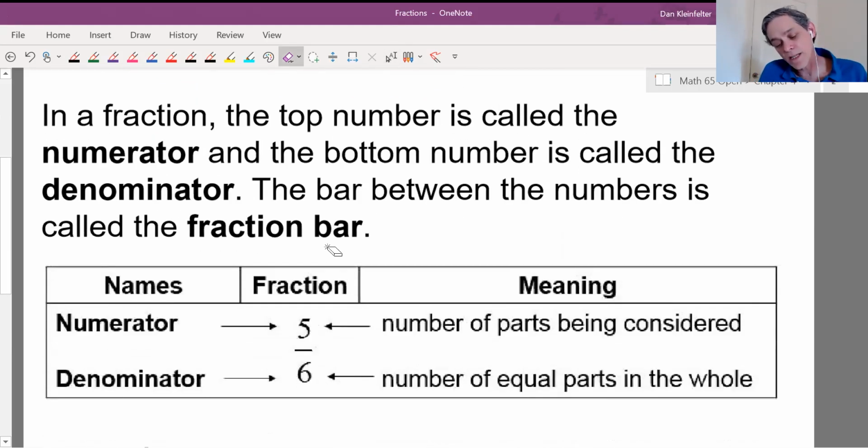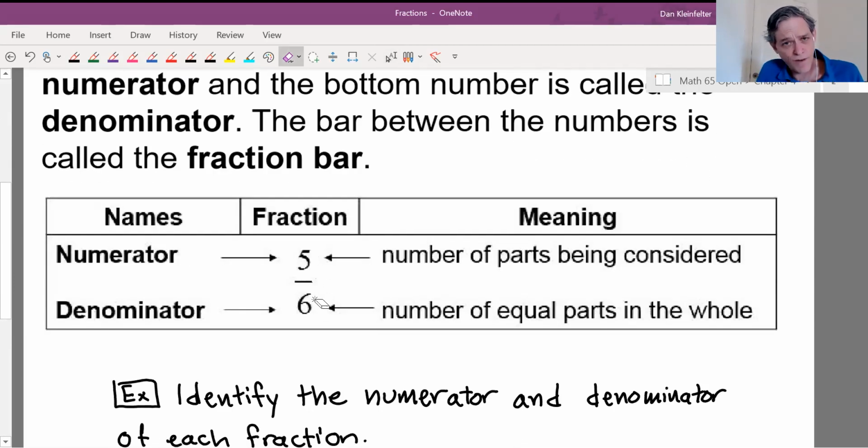The bar in between the numbers is called the fraction bar. As an example, if you have the fraction 5/6, the 6 represents the number of parts in the whole, and that is the denominator. The 5 represents the number of parts in this particular value and is the numerator.